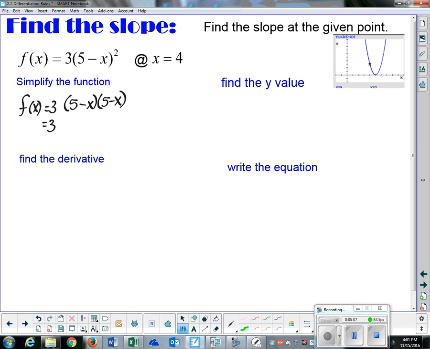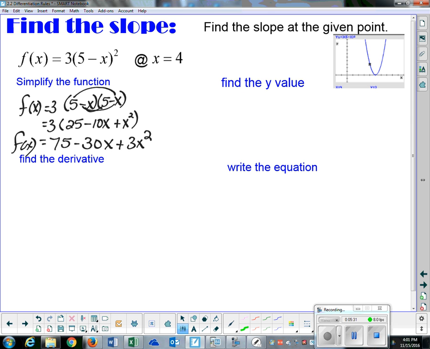That's going to be 3 times 5 times 5 is 25. I'd have a negative 5x, another negative 5x, making negative 10x for the middle term. Last times last will pick up a positive x squared. Let's distribute our 3. We're at 75 minus 30x plus 3x squared. That is f of x.